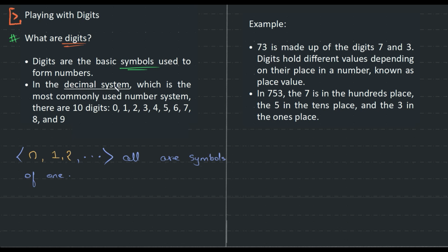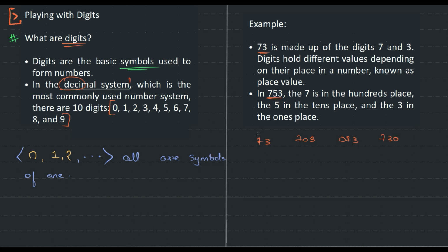The most common system that we use is your decimal system. Right? Decimal because there are 10 of this, deci. Okay. So there are 10 symbols that we use to represent different numbers. For example, 73, 753. Right? This means something else, this means something else, but we are using the same set of symbols, 7 and 3, 7 and 3. There is 5 as well. 7 and 3, 703, 073, 730.